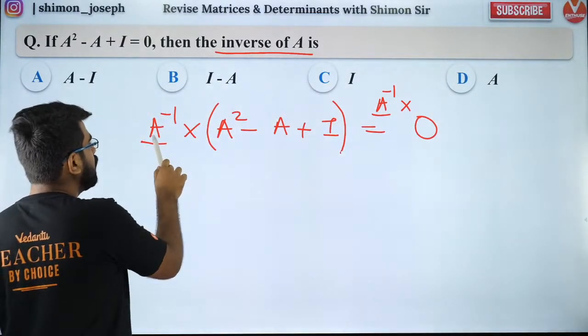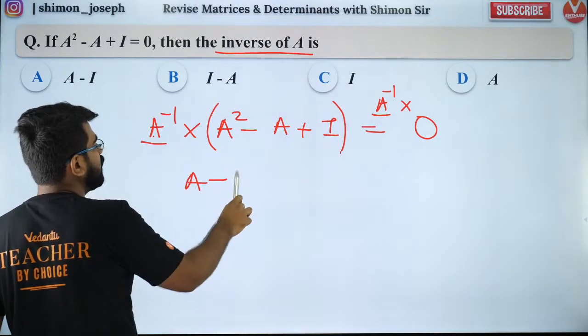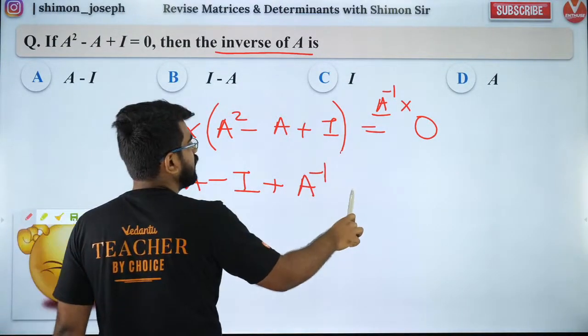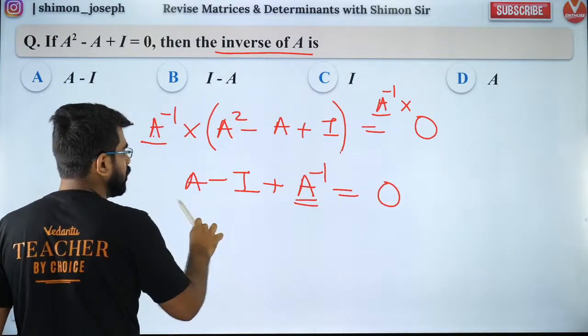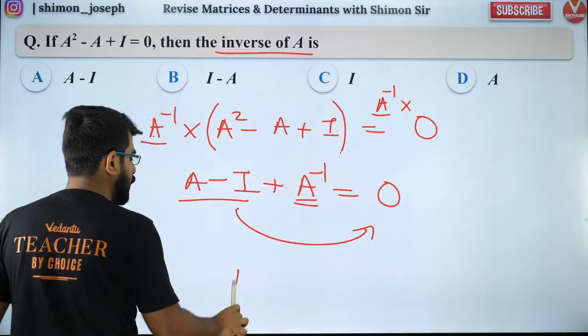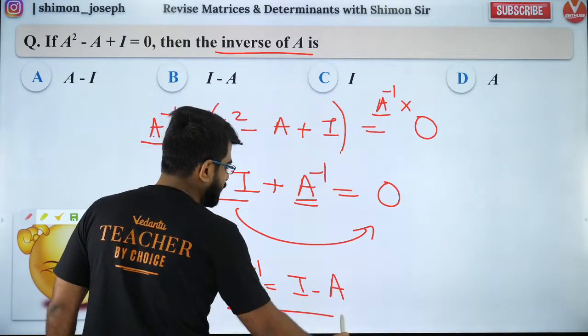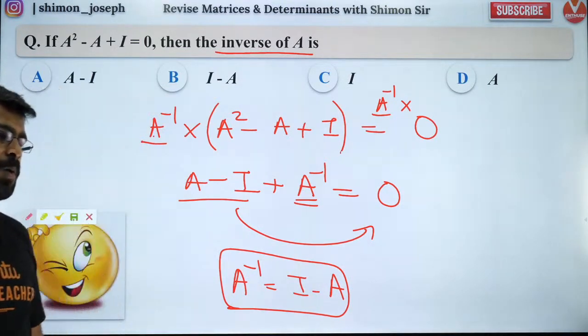Now you can solve it. What is A square into A inverse? It will be A. A into A inverse will be I. A inverse into I will be A inverse. Right side will be A inverse into 0, which is 0. So I want A inverse, so take these two to the other side. So A inverse will be I minus A. So that is how you solve it. I hope you guys are all clear with it.